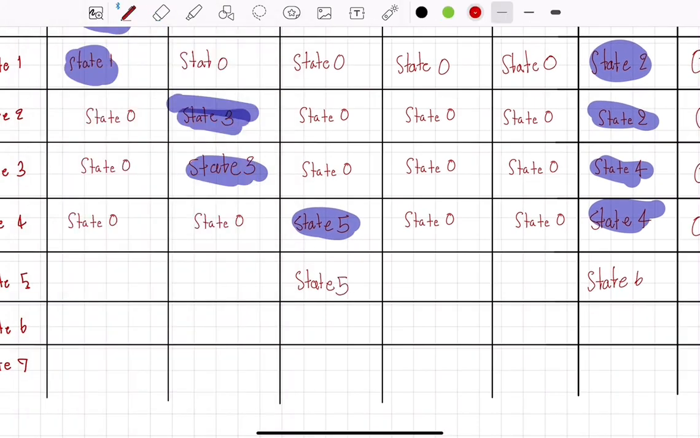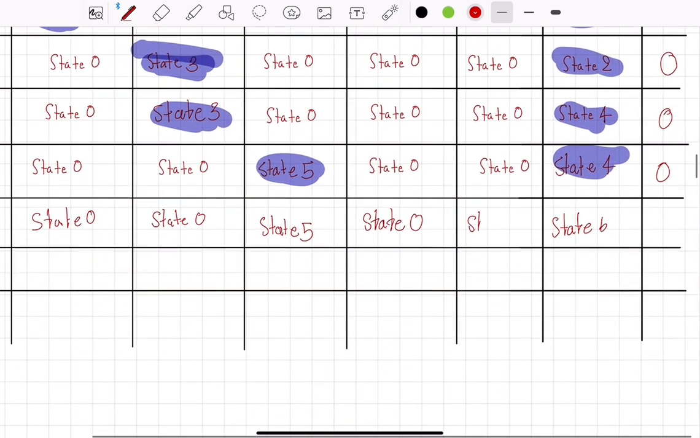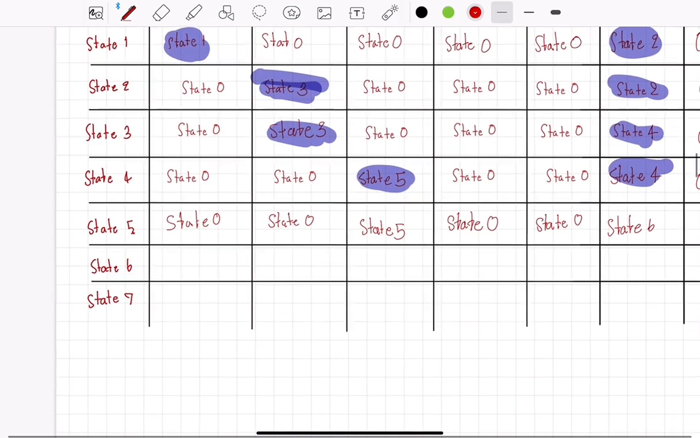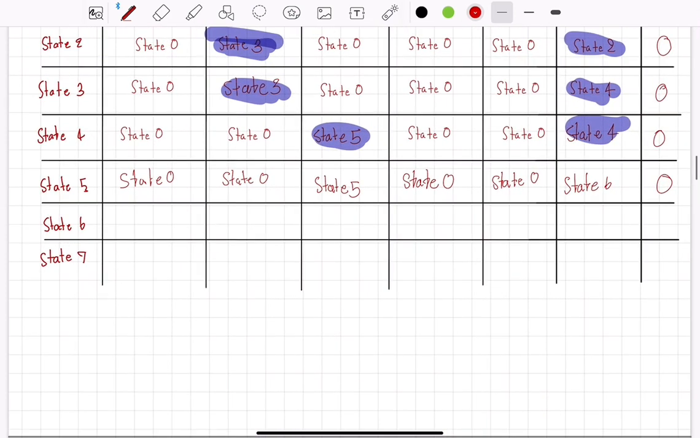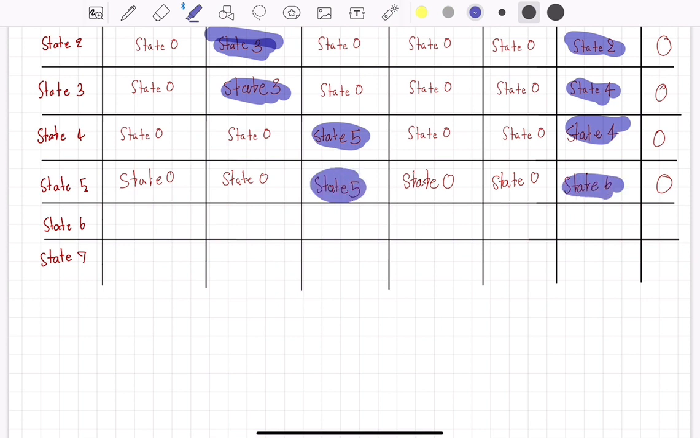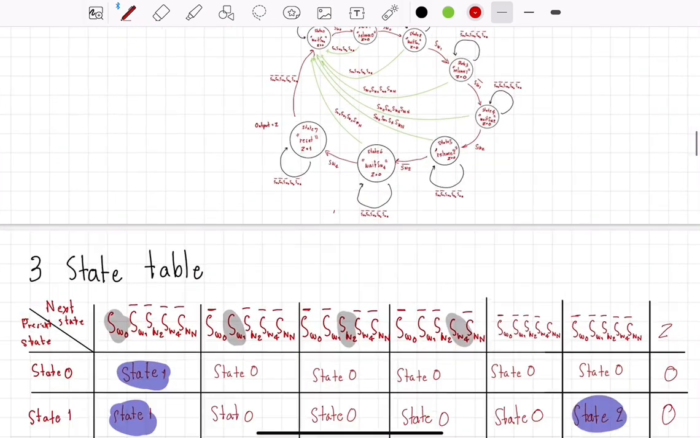State 6. And everything is 0. Reset. Is reset. Okay. Output is 0. Leave in state 6. This I forgot. This leave in state 6. And leave in state 6. You look in state 6.